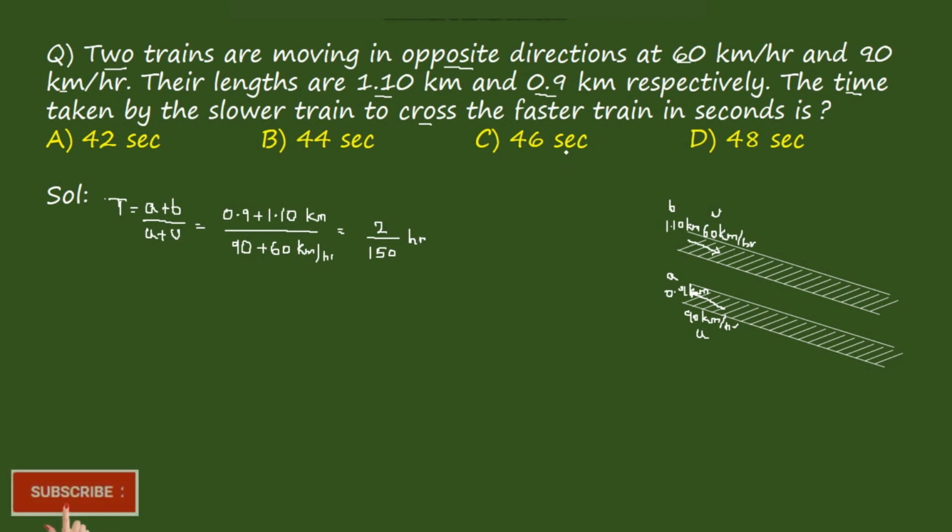But the answer is in seconds. So if you convert into seconds, it becomes 2 by 150 into 60 into 60. It becomes seconds, right? 0 0 get cancelled. By 1's it goes by 4's. Right? 4 2's 8, 8 6 48. It becomes 48 seconds, right? So the answer is option D.